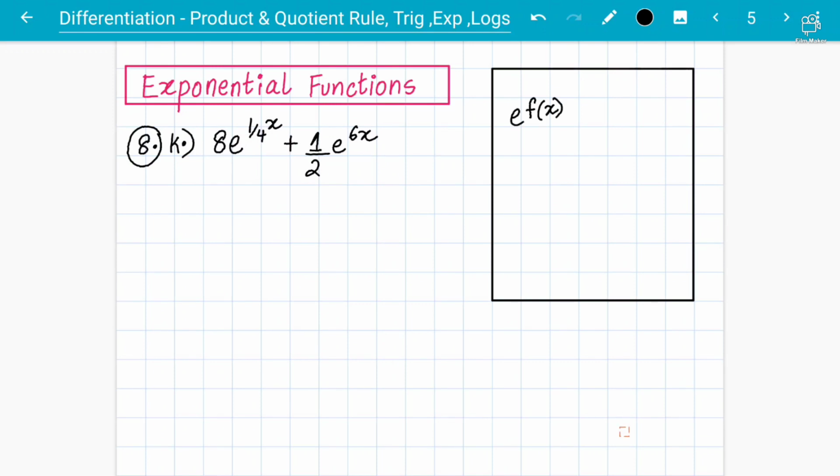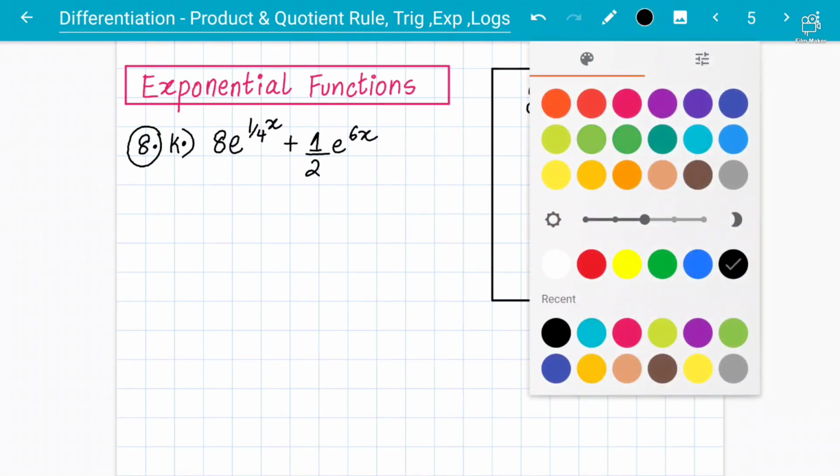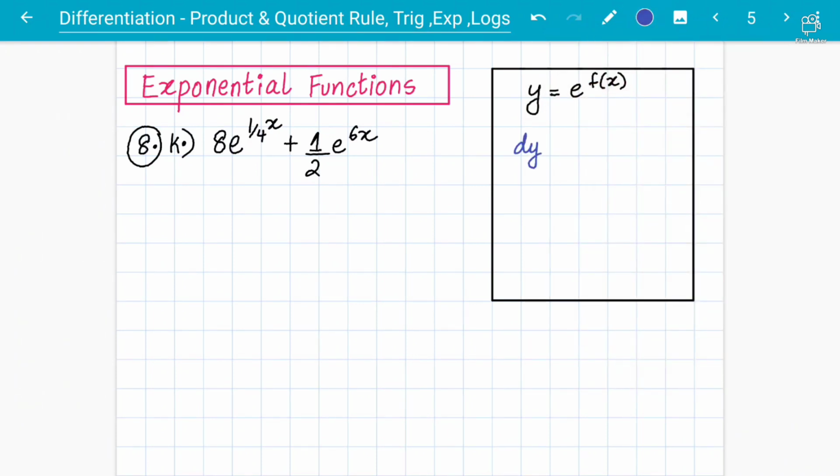So e power f(x) means that the function, or let's write it this way, y is equal to e power f(x). So we need to understand that there is an exponential with a function in the power. So how are you going to solve this? In order to differentiate this, dy over dx, the differentiation of y with respect to x, will be e power f(x).